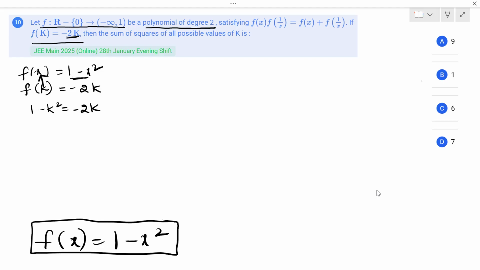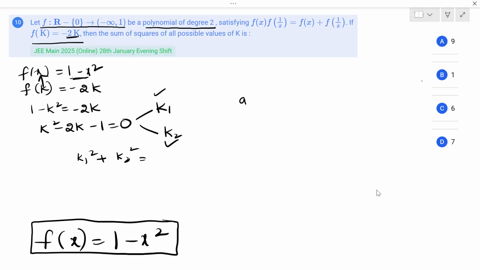I can see it's a quadratic equation. Minus k square that side, that would be k square minus 2k minus 1 is equal to 0. It is a quadratic equation, of course. Sum of the squares of all possible values. I will get two possible values. Let us say this is k1 and this is k2. Sum of the squares of all possible values of k: k1 square, k2 square. He is saying the sum of the squares, which means k1 square plus k2 square is asked.